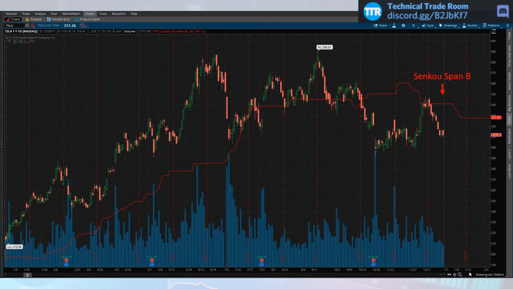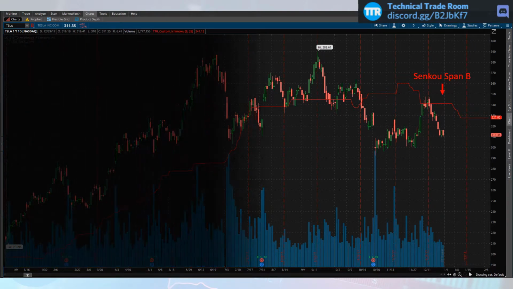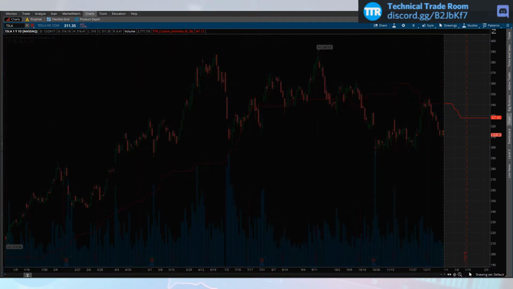chart. Let's show you now the major difference between the Senko spans from the Tenkan and the Kijun again, but with Senko Span B. If we look to the far right of the chart, we will see that Senko Span B continues past the most recent price. And again, this is because the Senko spans are plotted 26 periods into the future.